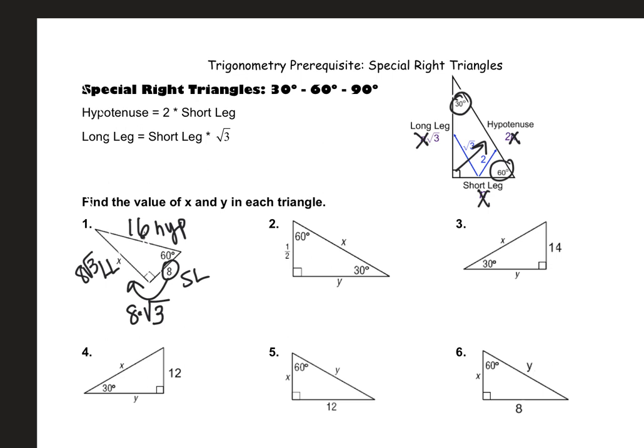Number 2, again, they're giving us the short leg because it's across from 30. So how do we take the short leg and go to the hypotenuse? Times 2, so that's 1. And how do we go from the short leg to the long leg? Times radical 3. So 1/2 times radical 3 is radical 3 over 2.